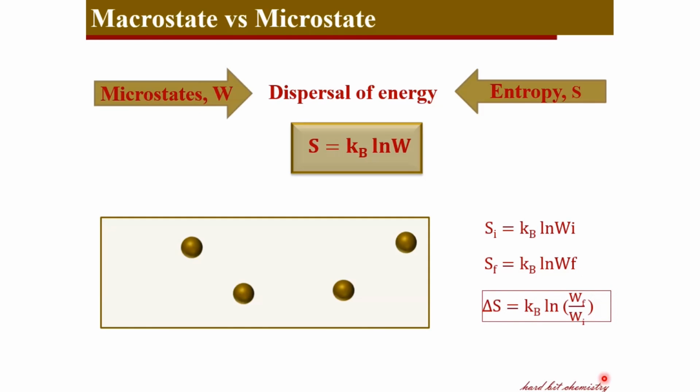Therefore, the change in entropy during the process of expansion can be given in terms of the change in the number of microstates when the system moves from a lower number of microstates to a higher number of microstates. So we can say that positive entropy change is associated with a spontaneous process, or the direction of a spontaneous process is in the direction of a higher number of microstates describing the system.